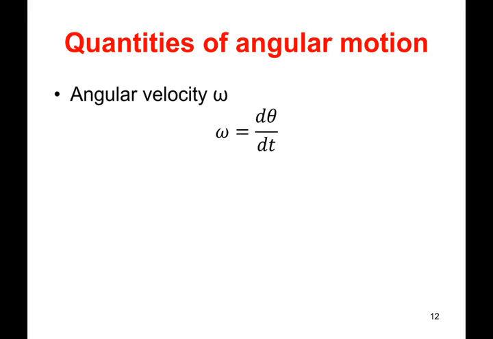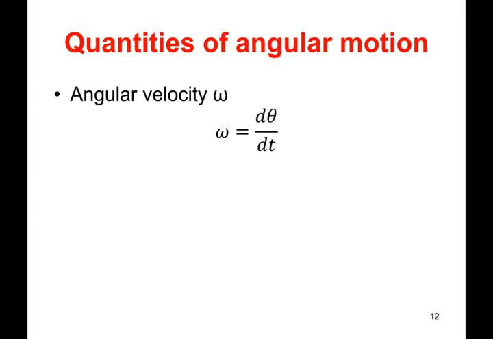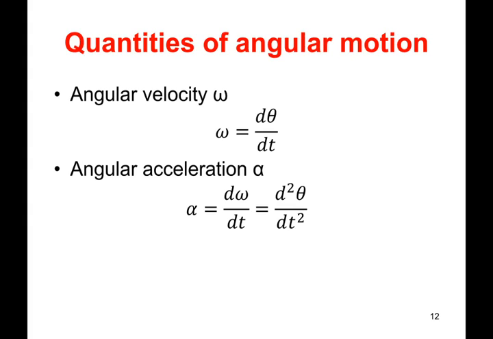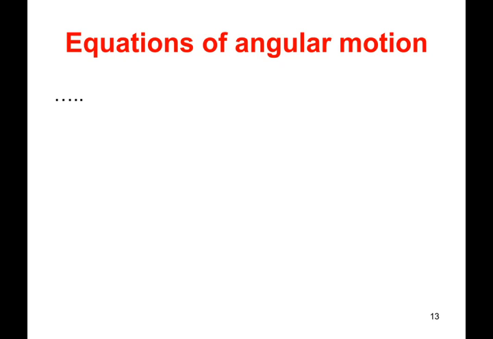We can also define an angular velocity omega, which is the first derivative of your angular displacement theta with respect to time. And we can also have an angular acceleration alpha, which is the first derivative of your angular velocity with respect to time, and the second derivative of your angular displacement with respect to time.